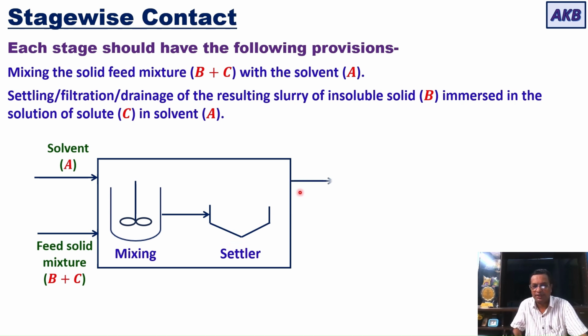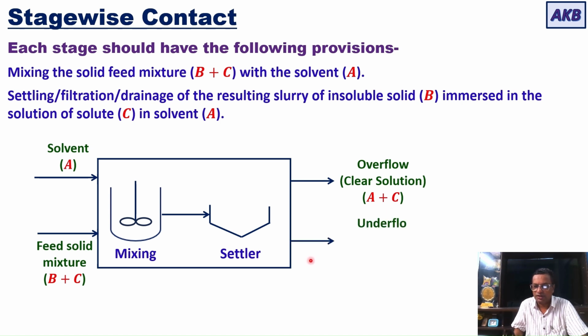So this will separate the clear solution which we call overflow, which is nothing but a solution of A and C, and the underflow, which is also called leach solids, and it will be containing B, plus it will also contain some amount of solution A plus C. So there will be insoluble solid B plus some amount of clear solution of A and C also present in the underflow.